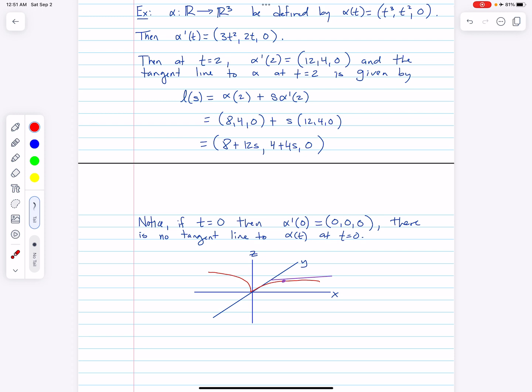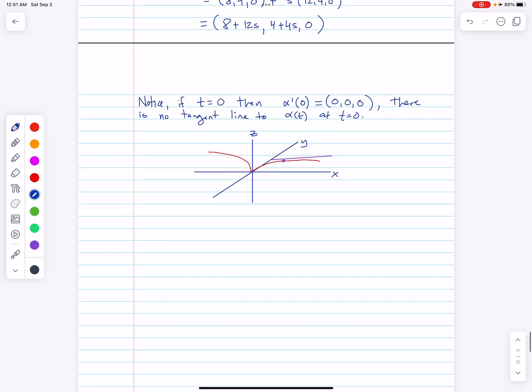Now, it's important to remember that this curve is a parameterized differentiable curve. So this is a smooth curve at that point, but it doesn't look smooth. The trace doesn't look smooth because it has this place where the derivative vanishes, or where the tangent vector vanishes. So ultimately, if we want to have things like tangent lines available, we really need to have non-vanishing tangent vectors. So we actually will bake this into a definition.